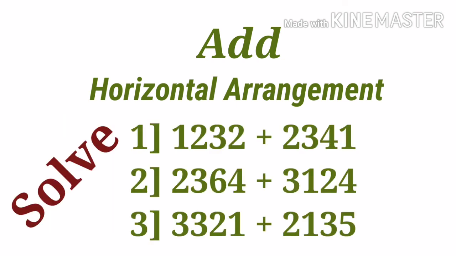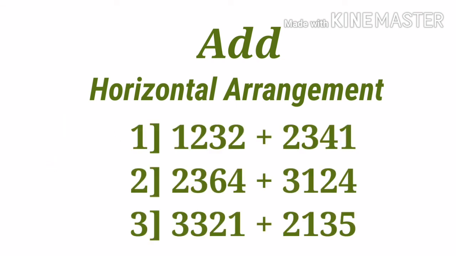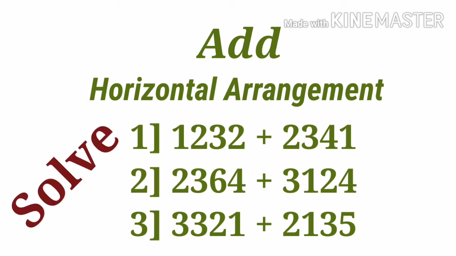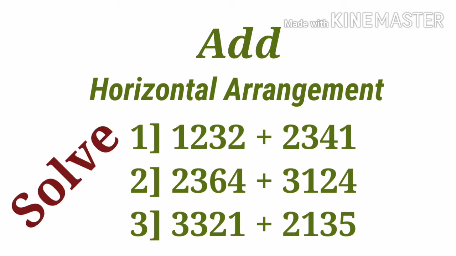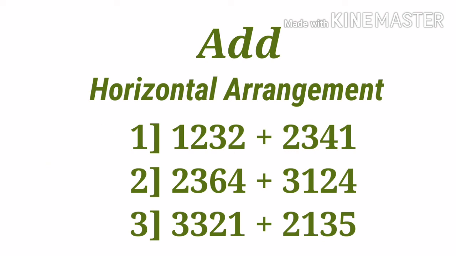Solve these examples. 1232 plus 2341. Second, 2364 plus 3124. Third, 3321 and 2135.